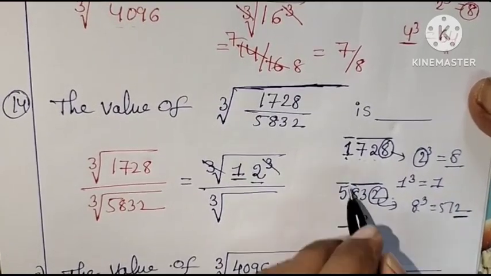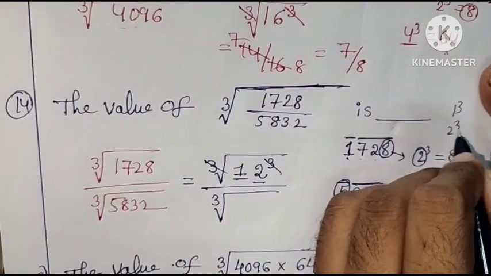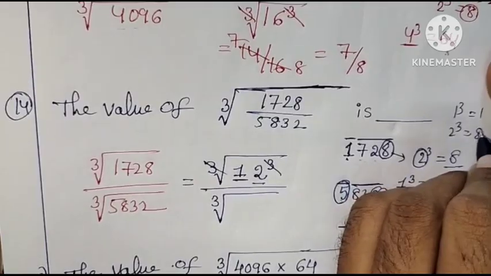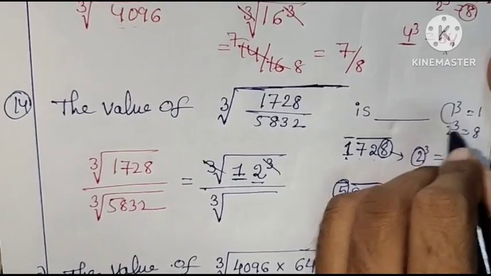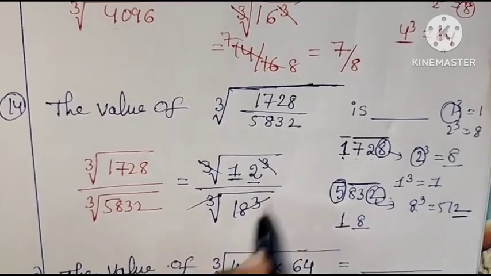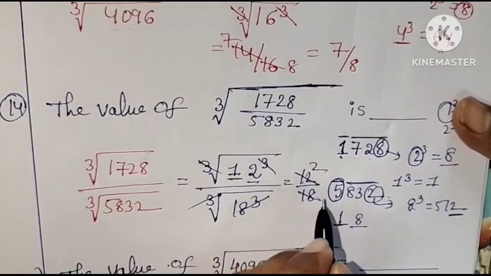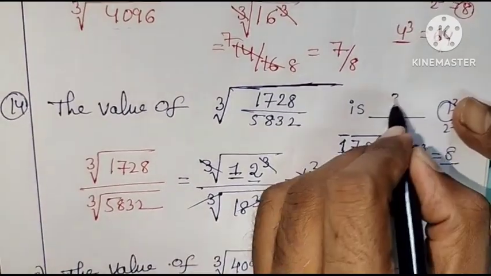And what about the first digit? So 5 lies between 1 cube and 2 cube. Okay? So the least one is what? 1. So 18 cube. Cube root cancels. So you will get 12 by 18, and 6 twos are 12, 6 threes are 18. You will get 2 by 3. So the answer is 2 by 3.